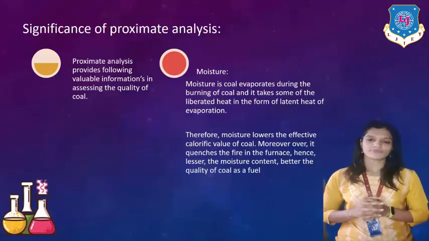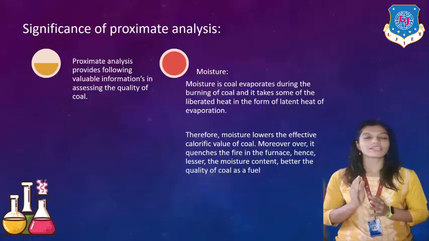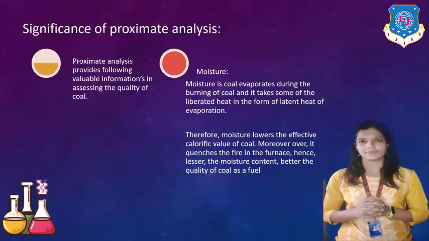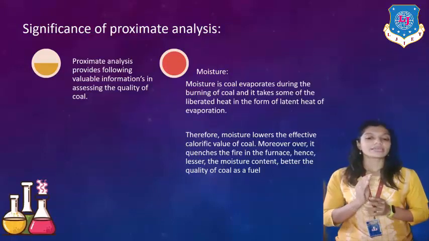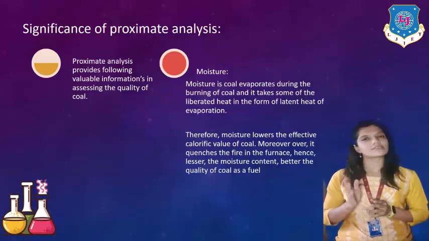First one, moisture. So moisture in the coal evaporates during the burning of coal, and it takes some of the liberated heat in the form of latent heat of evaporation. Okay? Therefore, moisture lowers the effective calorific value of the coal. Moreover, it quenches the fire in the furnace, and hence, the lesser the moisture contained, the better the quality of the coal as the fuel.